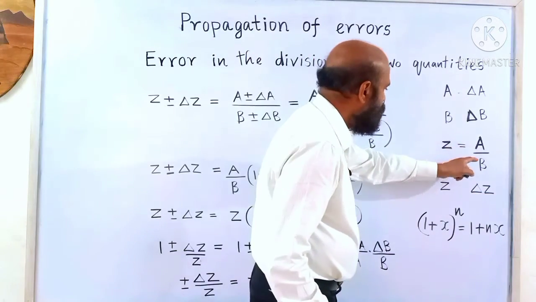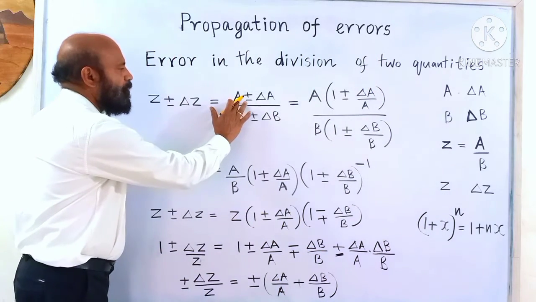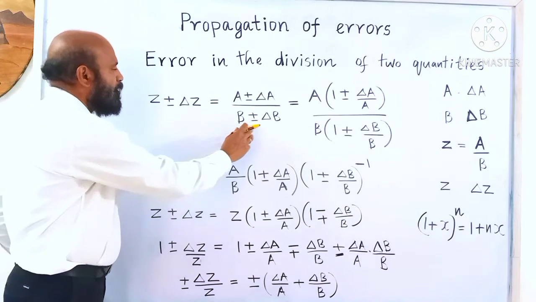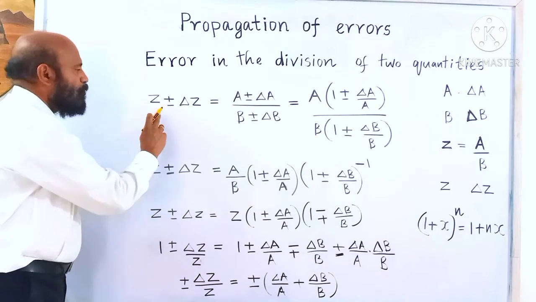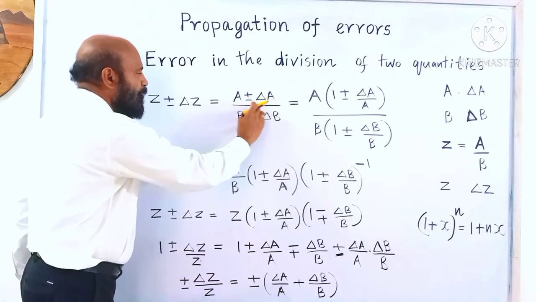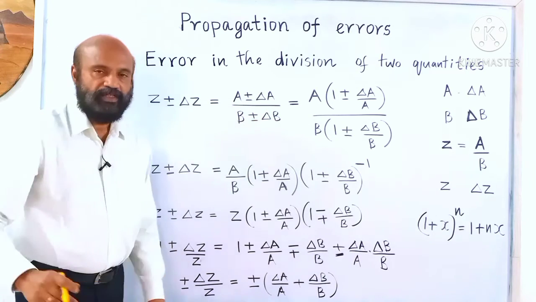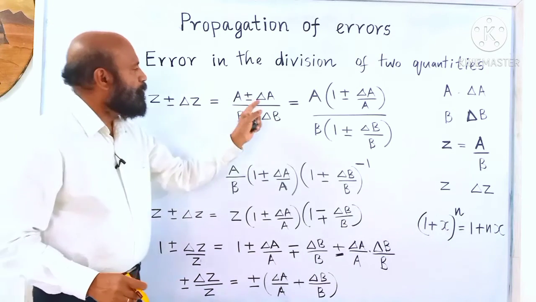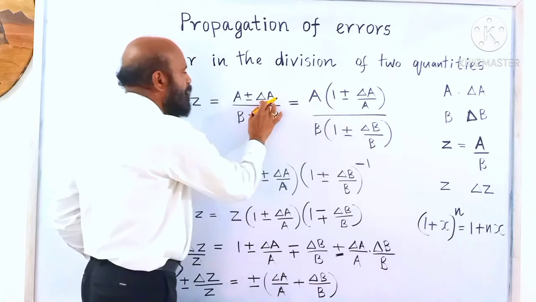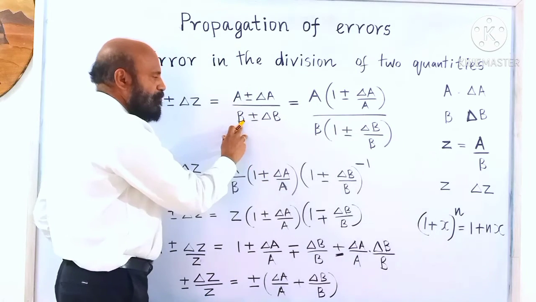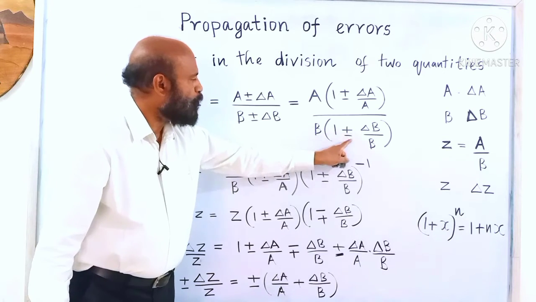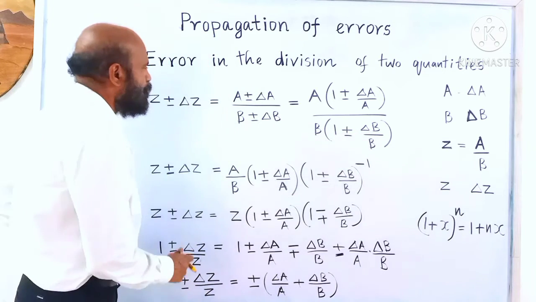So Z is A by B. But the measured value of A is A plus or minus delta A, and the measured value of B is B plus or minus delta B. So Z plus or minus delta Z is A plus or minus delta A divided by B plus or minus delta B. Now this A can be taken outside, leaving 1 plus or minus delta A by A. Similarly, from this you take B outside, then inside 1 plus or minus delta B by B.